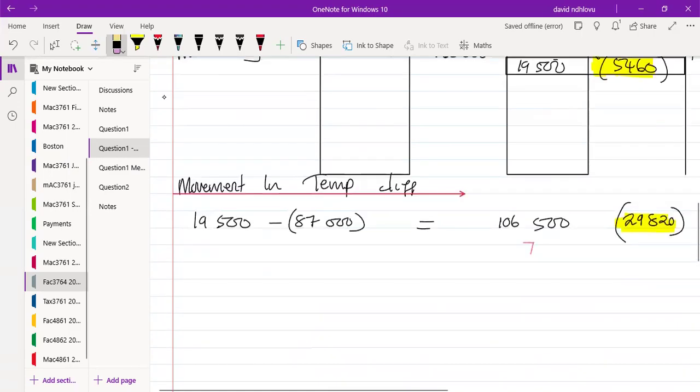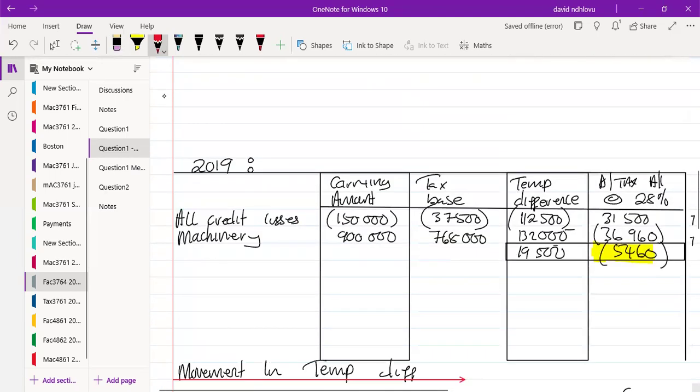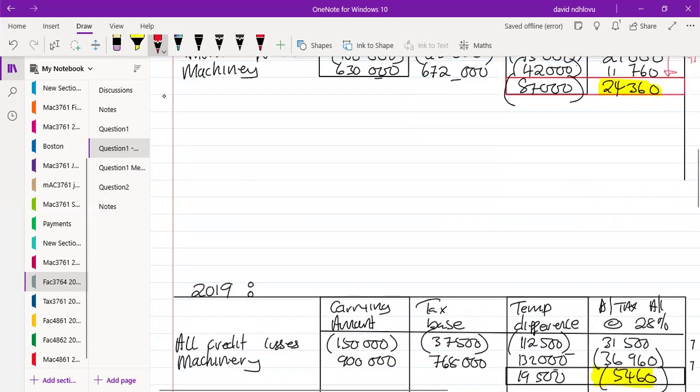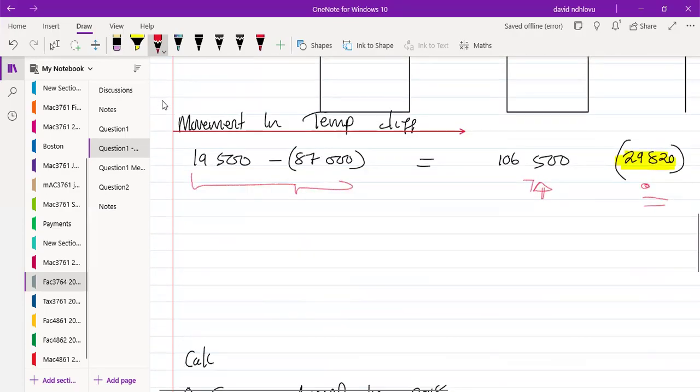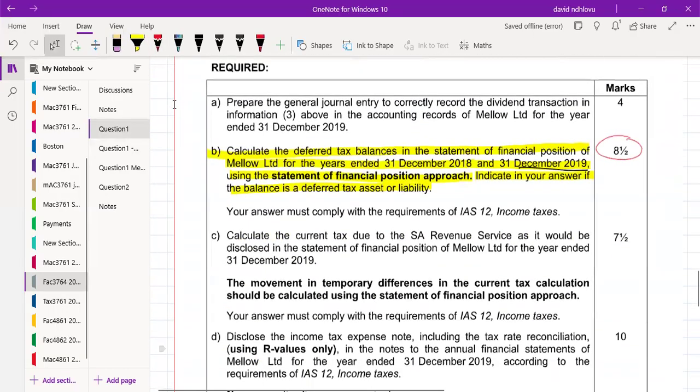That's the correct way. So you can see that this figure, there are two ways of combining it. I can do this calculation, get this figure, then this figure, multiply by 28%, I'll get the figure. Or I can just say my current year, right, minus my prior year. I will still get the figure. So this was your requirement number 1. Right, or number what? B, for 8.5 marks.